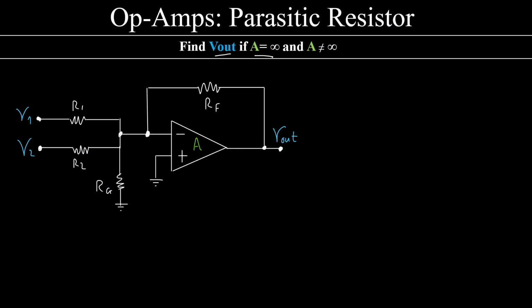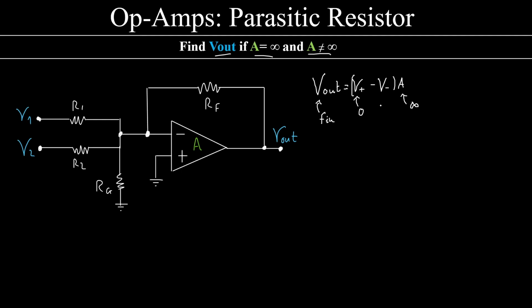Find V out if the gain is infinite or if the gain isn't infinite. First, I'm going to take the equation that holds true for all op-amp configurations. Then, notice that the gain here is infinitely large. V plus is 0. See that it gets grounded. V out, since this is a negative feedback configuration, is expected to be finite.